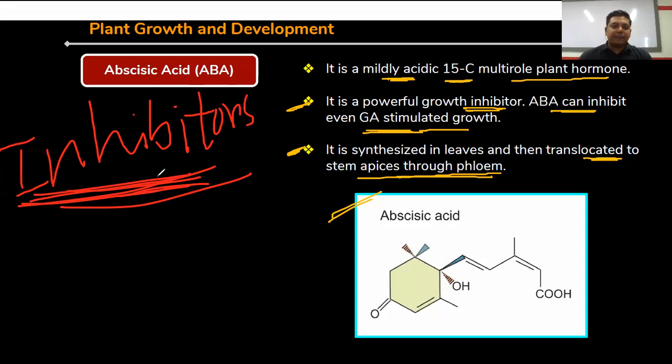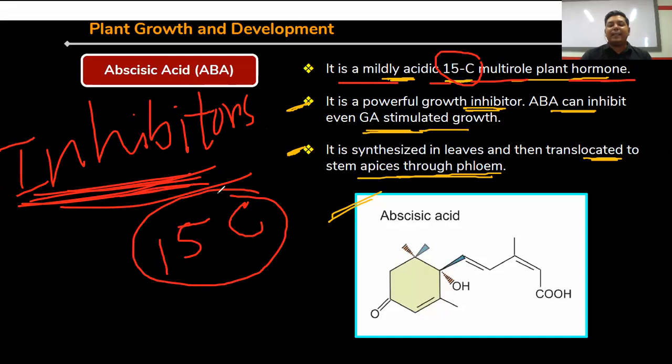Clear? Now the abscisic acid or ABA, it is a mildly acidic, 15 carbon, multi-role plant hormone. So abscisic acid is mainly a 15 carbon compound, that is also produced by the mevalonic acid pathway, right? Already you learned about the mevalonic acid pathway from the gibberellin hormones. It is a powerful growth inhibitor. ABA can inhibit even gibberellin stimulated growth.